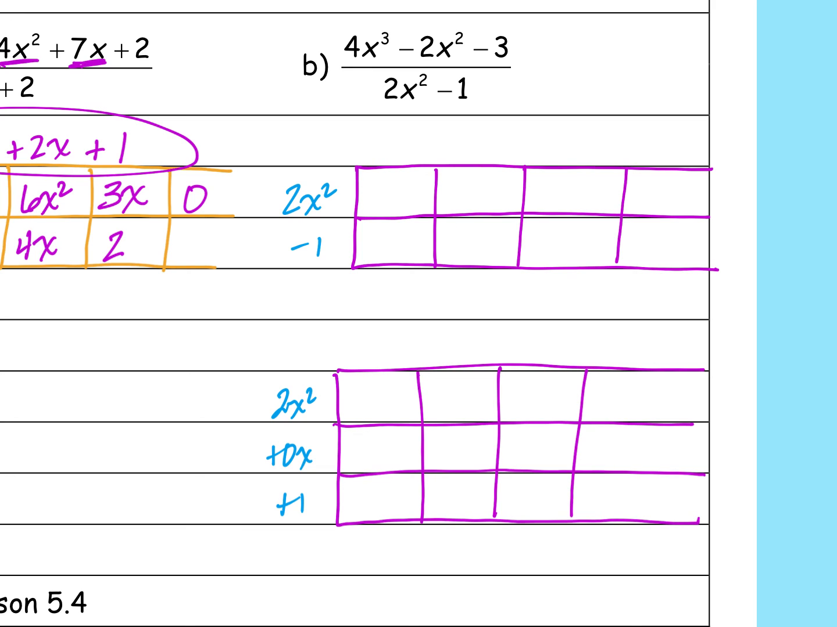So if I'm going to do this way, I've got the 4x cubed. So what do I multiply 2x squared by to get 4x cubed? And I think that's 2x. And 2x times negative 1 is negative 2x. And what do I add to negative 2x to get, oh, there's no x's. So that would be 2x. And then I can't multiply 2x squared by anything to get 2x. So I'm done with this row.